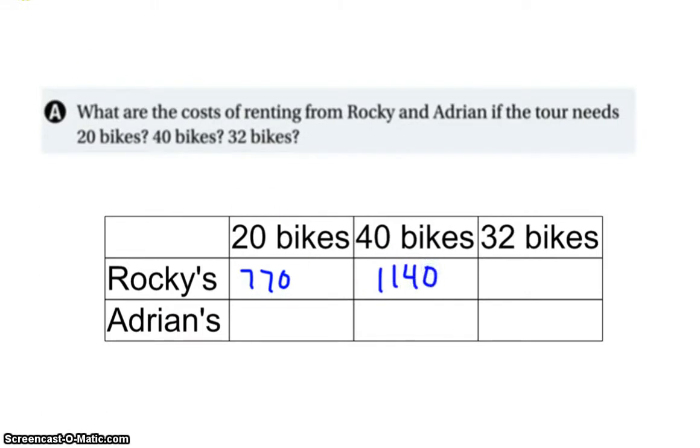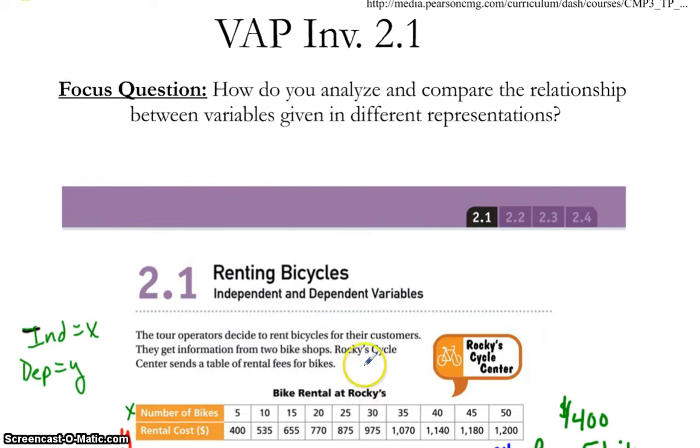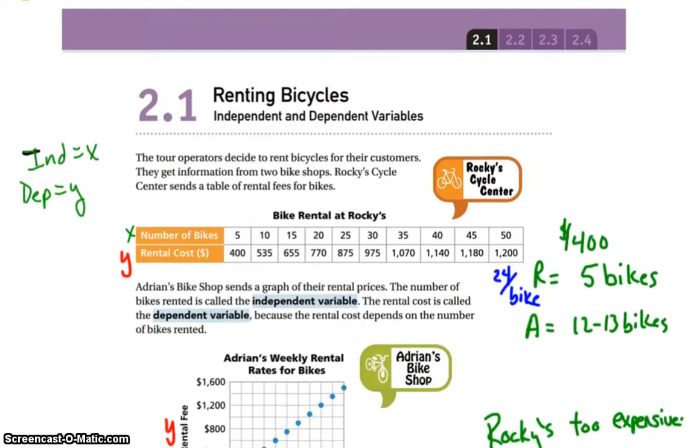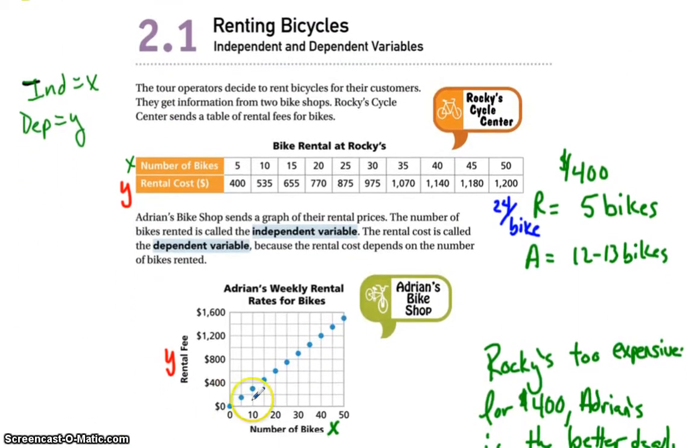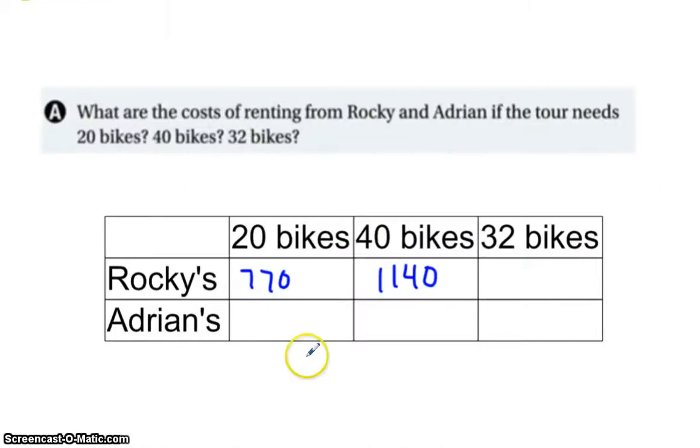Okay, for 40, we go back for the same thing. 40 bikes, $1140. All right, and for 32 bikes, now, here's the problem. 32 bikes comes part of the way between 30 and 35. So we're going to have to do some math. So we'll come back to this one. All right, let's go down to Adrian's for both 20 and 40 bikes. 20, as we found earlier, 20 comes right on the line for $600. So we're going to come back over here to our table. And Adrian's would cost $600 for 20 bikes.